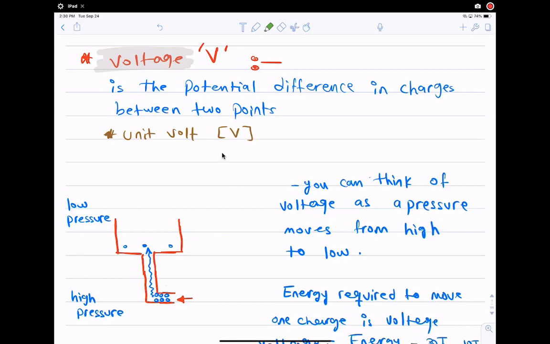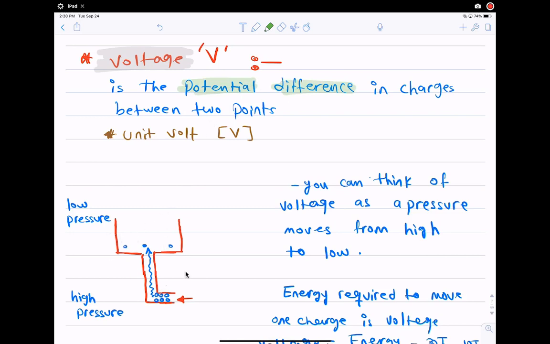Hello, what is voltage? Voltage is the potential difference in charges between 2 points. I'm going to stress the word potential and then difference. Now, if you want to understand the word potential, then let's take the pressure example.